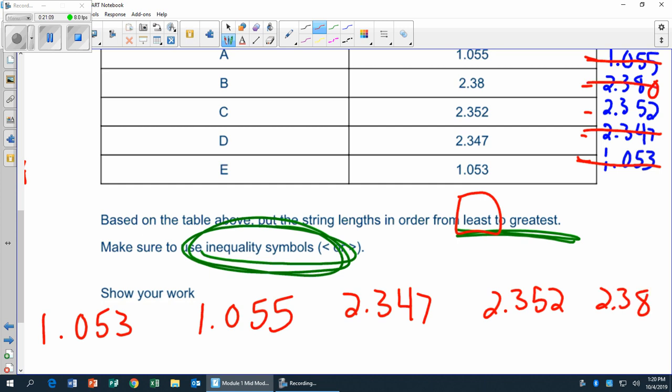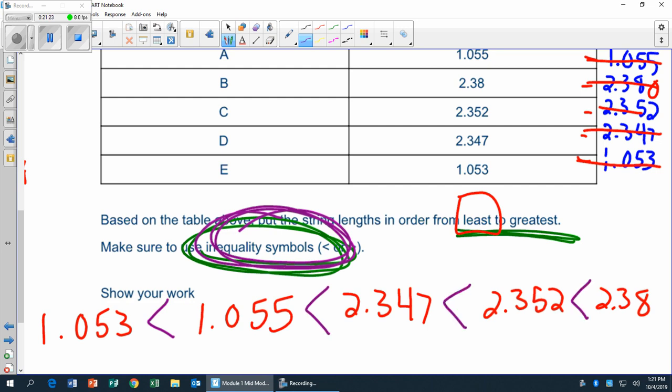So now they're all in order. Many of us would stop right there, but we have to make sure we do this inequality symbol right here. So it's in order from least to greatest, so we have to say that this is smaller than this, which is smaller than this, which is smaller than this, which is smaller than this. And that gives us our order of least to greatest.